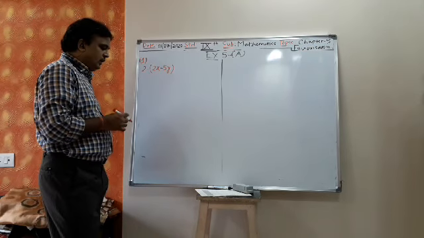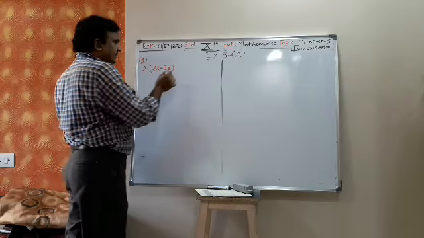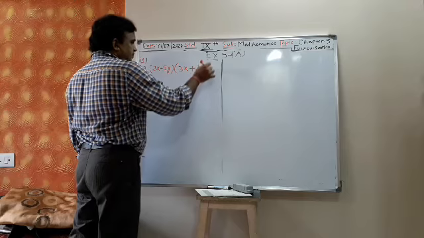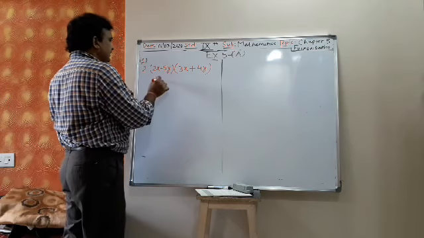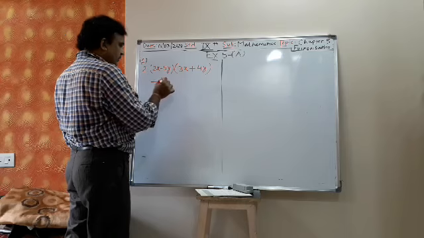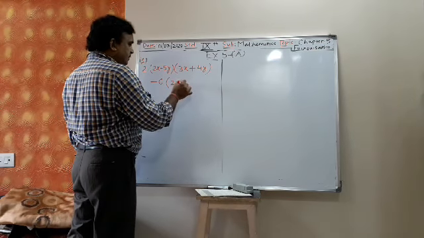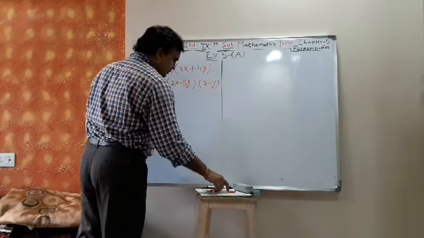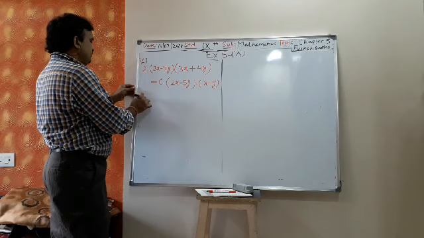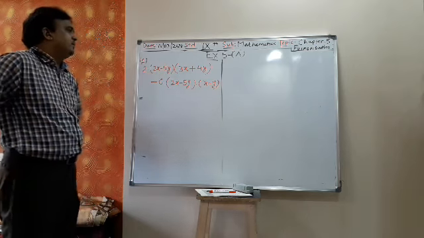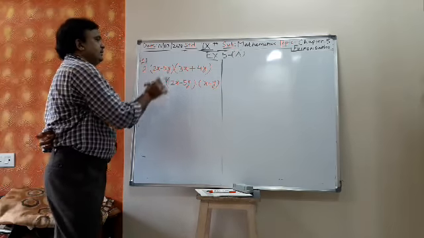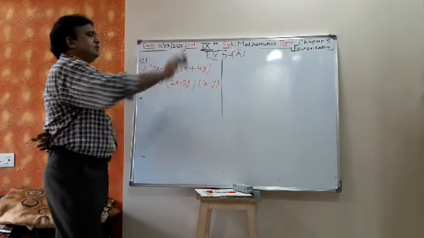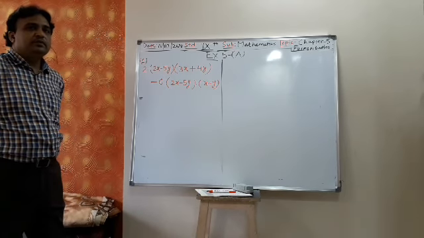2 into 2x minus 5y into 3x plus 4y, minus 6 into 2x minus 5y into x minus y. First question is 2 into 2x minus 5y into 3x plus 4y minus 6 into 2x minus 5y into x minus y. So there are two terms.